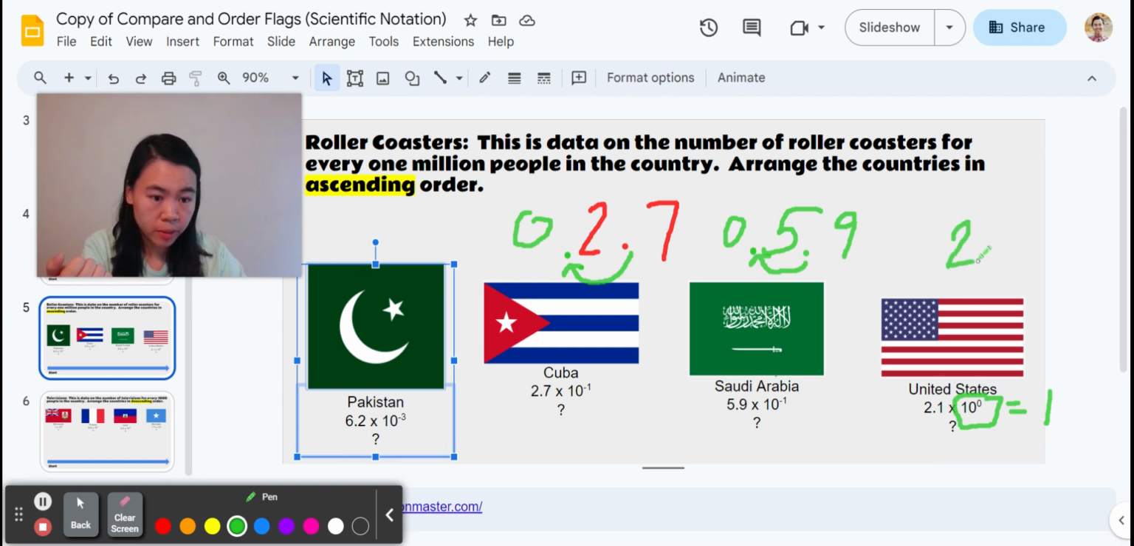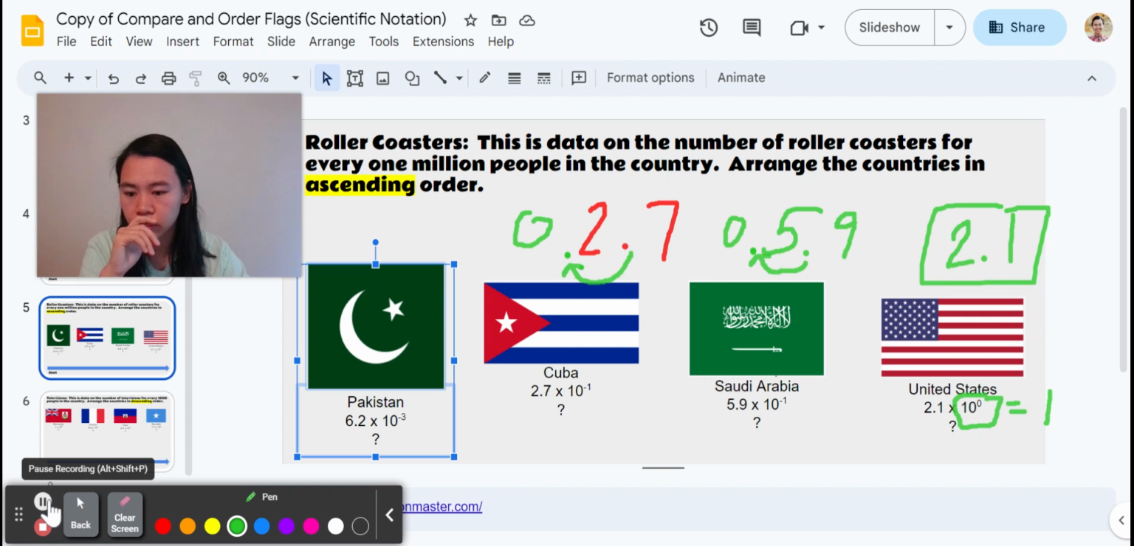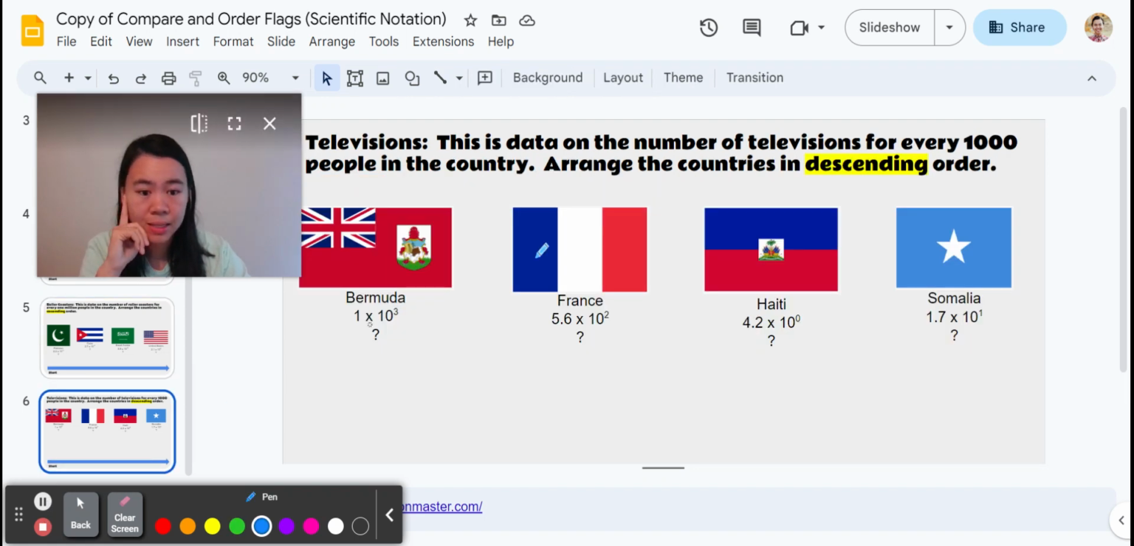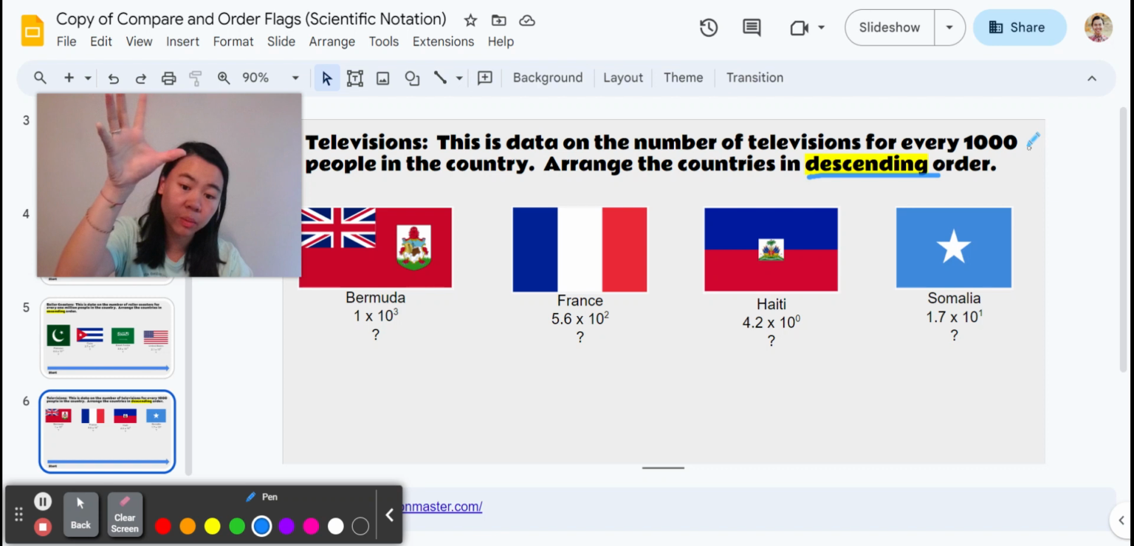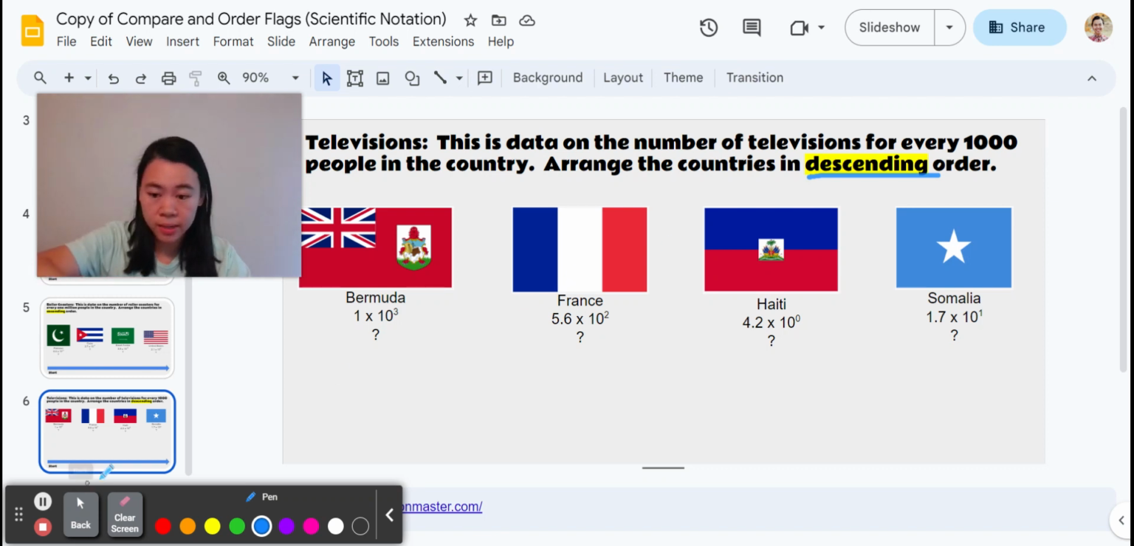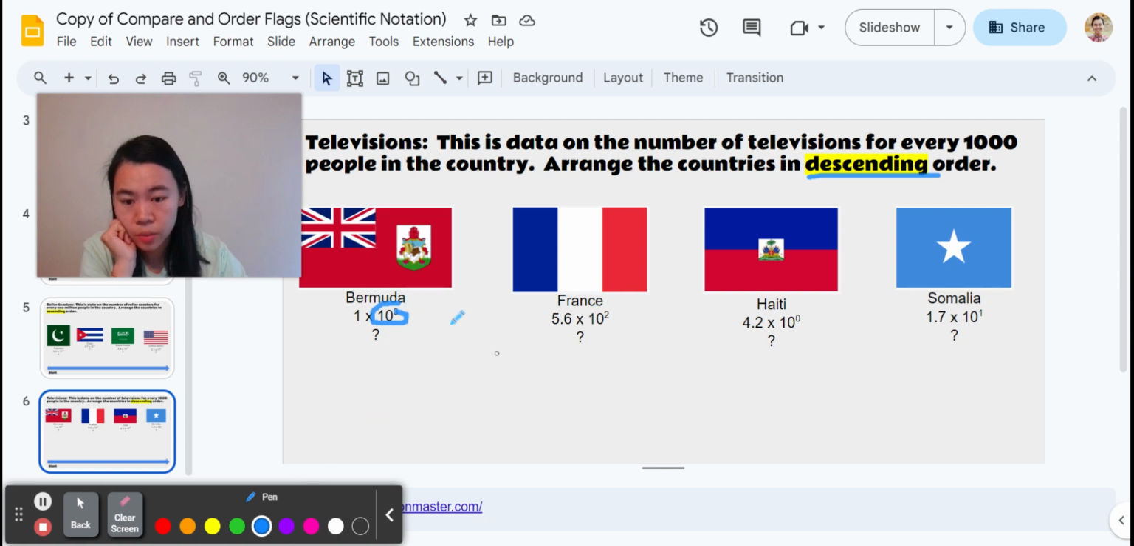Or another way to think about this is if I have 2.1 times 10 to the 0 power, I'm moving my decimal 0 times. So it's the same number, just 2.1. Our very last slide, we are ordering the number of televisions for every 1,000 people in the country, arranged in descending order. So going down, we're going to start with our largest number first and then work our way down. Let's compare the exponents first.